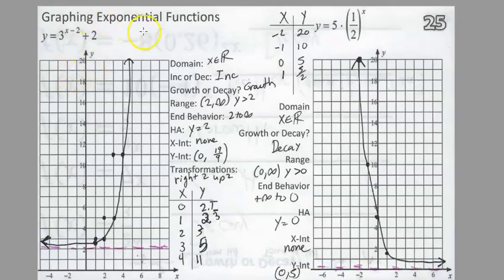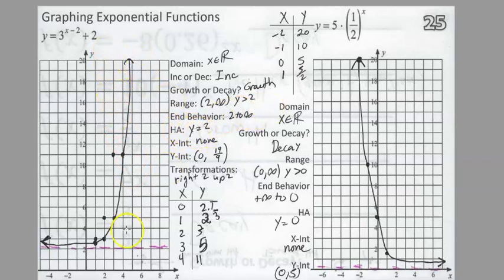Okay, here are some examples on graphing exponential functions. y equals 3 to the x minus 2 plus 2 has a domain of all real numbers. All of these exponential functions will have a domain of all real numbers. This is a growth, it's increasing. The range will be y is greater than 2. It doesn't actually touch 2, but it'll be greater than it. The end behavior goes from 2 on the left side to infinity on the right side.